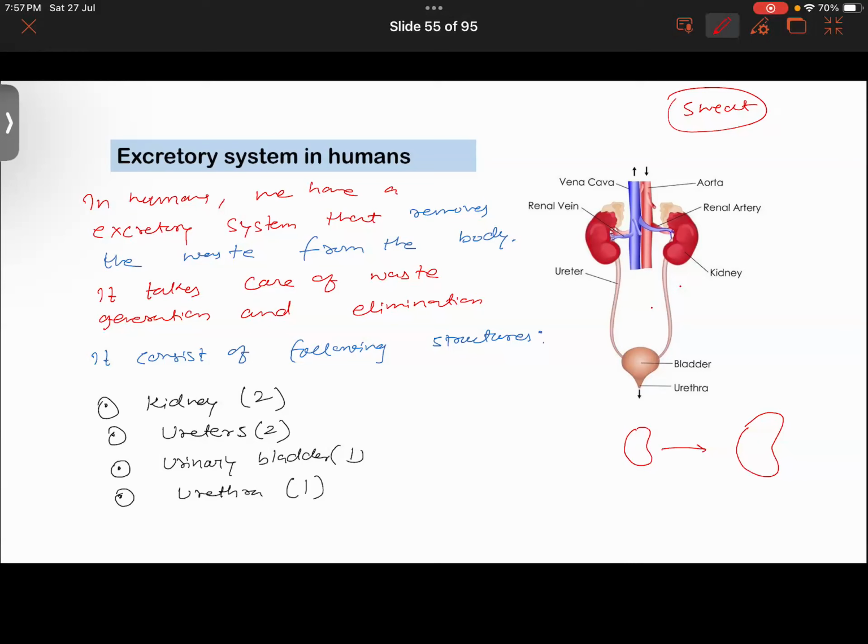Or in some cases, what might happen is that by birth both the kidneys would be present, but one of them might be defective and might not be working properly. So that too also happens.